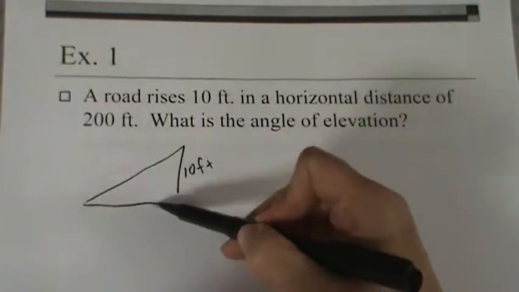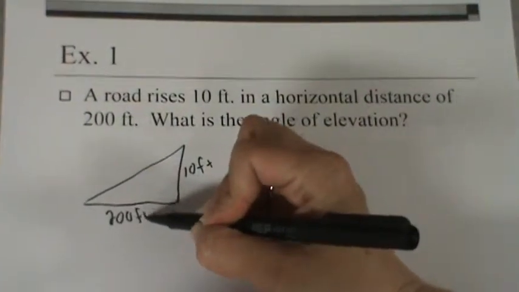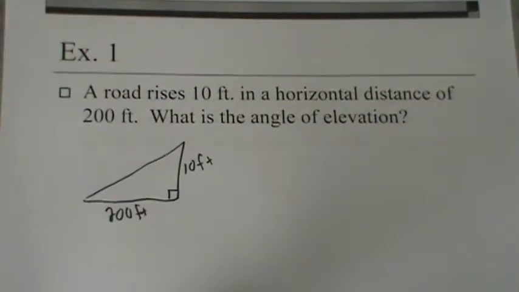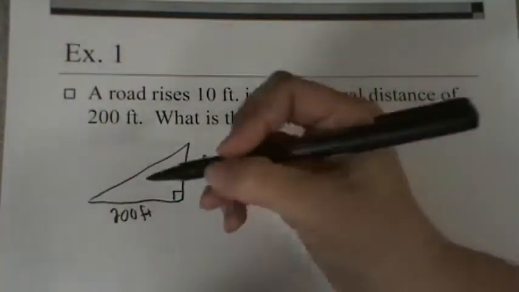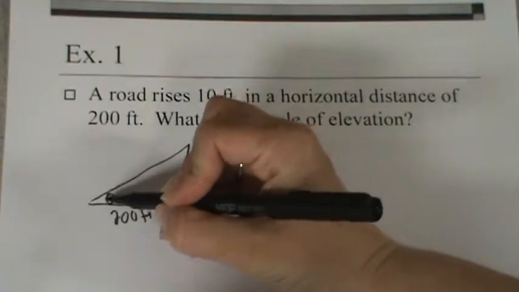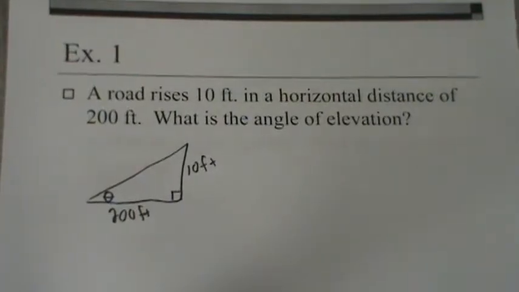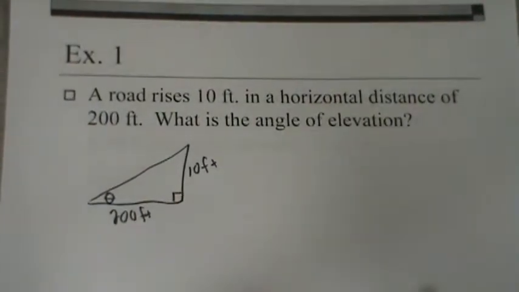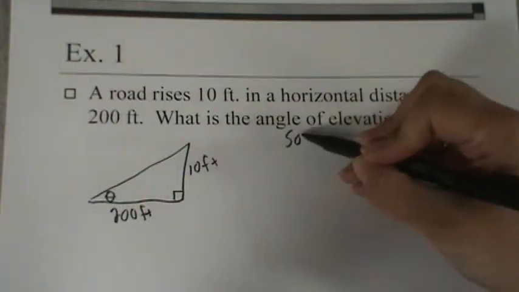So that means straight horizontal. So the bottom of my right triangle here is going to be the 200 feet. There's my right angle. We need what is the angle of elevation. So angle of elevation is always going to be down there at the road or down there at the ground. So what we need to do is what we did in our last assignment. We need to figure out opposite, adjacent, hypotenuse and use our SOHCAHTOA.